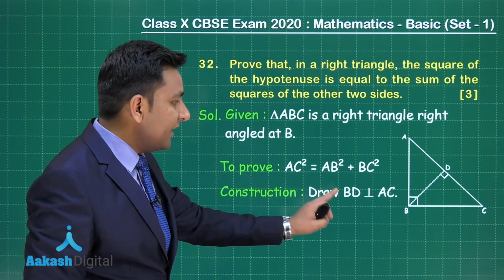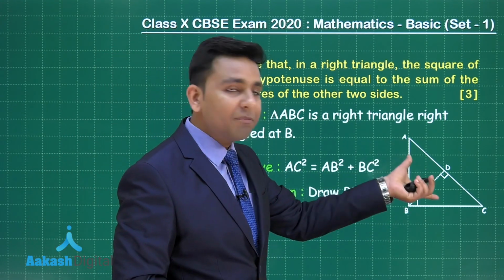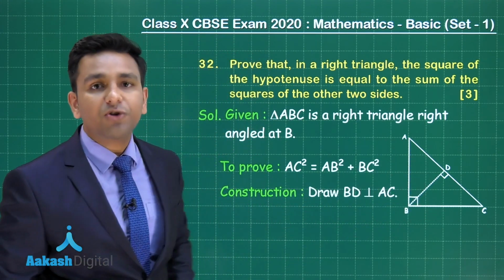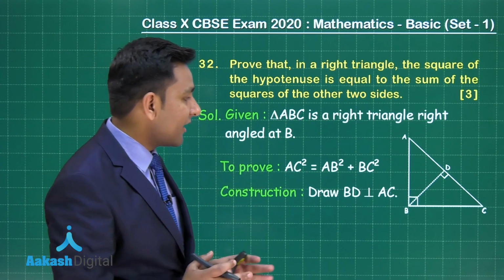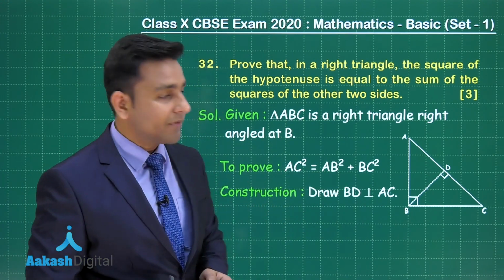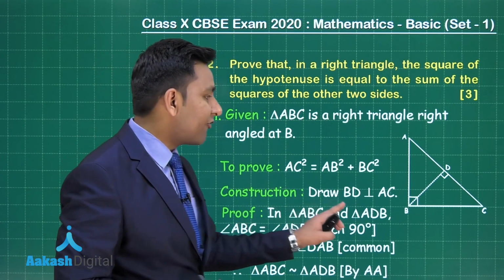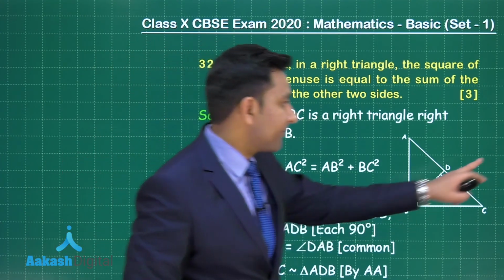Here we have drawn BD, that is perpendicular to the hypotenuse AC. So this is the step of construction. Now let's talk about the proof, how we can derive this Pythagoras theorem. So friends, we have started from triangle ABC and triangle ADB.